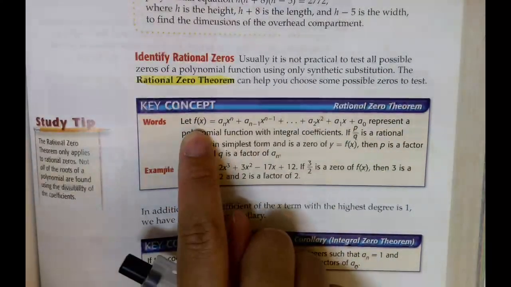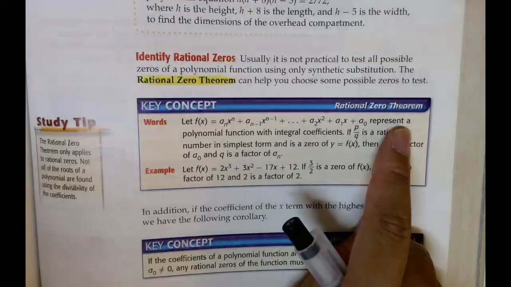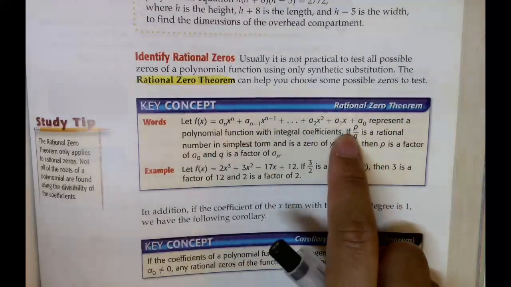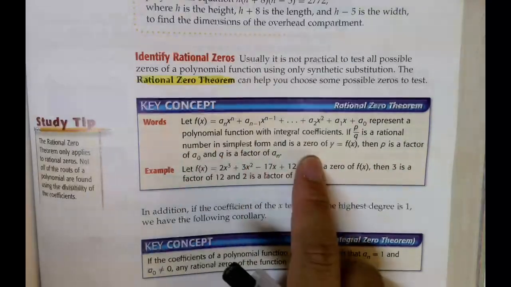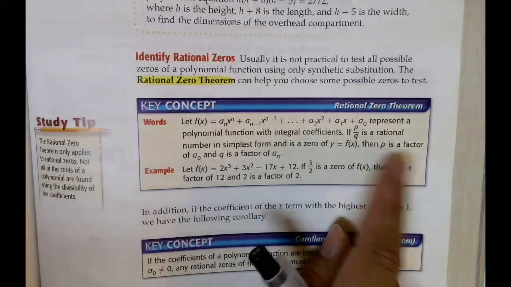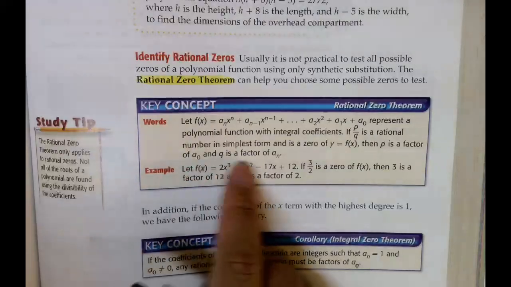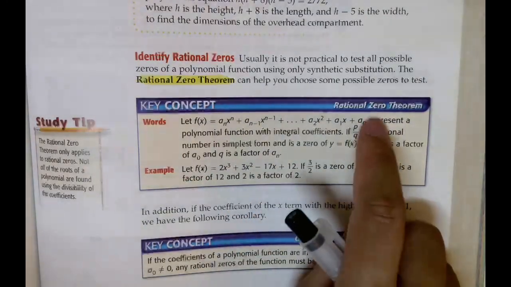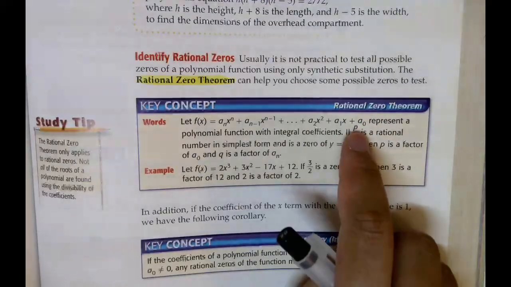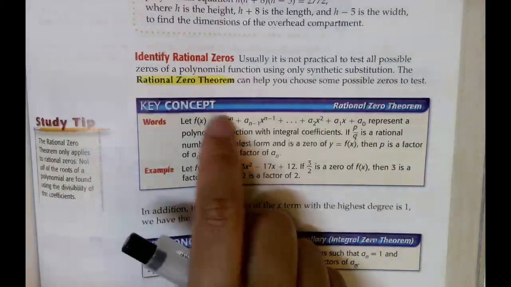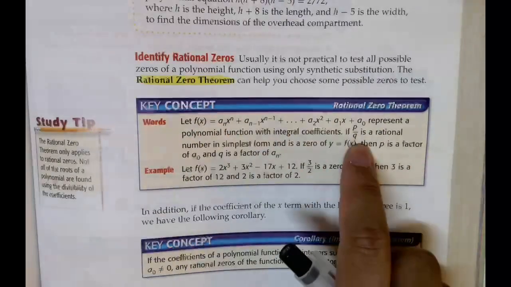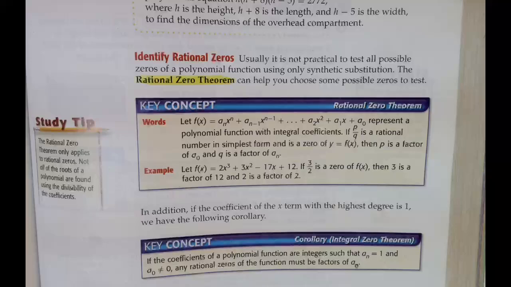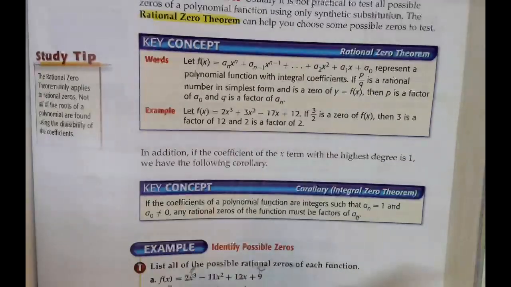So if this is your polynomial, representing a polynomial function with integral coefficients, if p over q is a rational number in simplest form and it is a zero of y equals f of x, then p is a factor of a sub 0 and q is a factor of a sub n. So basically what you're doing is finding factors of a sub 0 to be up here for p, and then the factors of your leading coefficient to be down here in the denominator for q. You'll see a little bit more about what we mean by that.